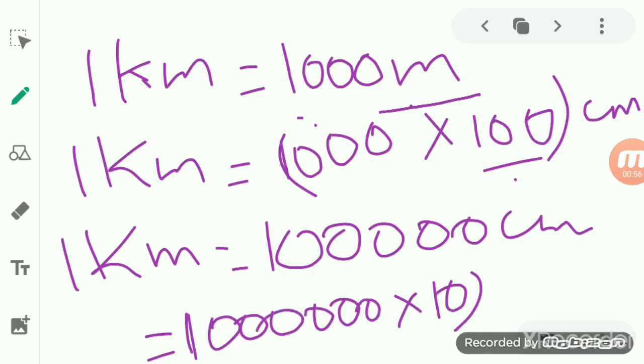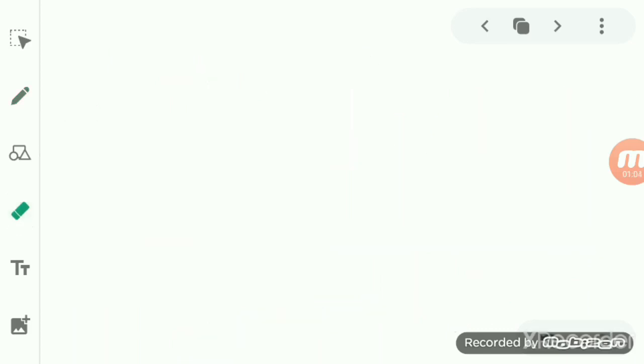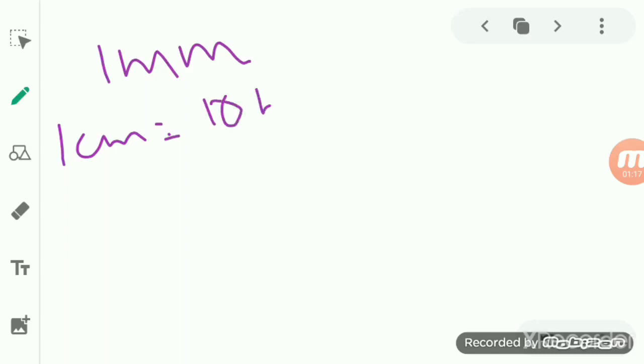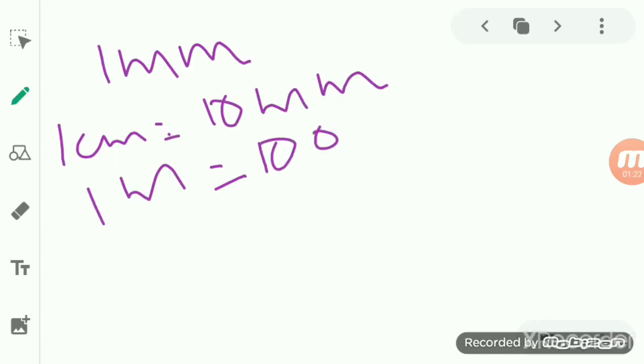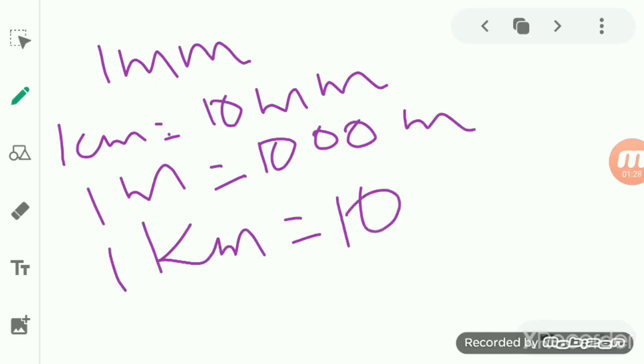Okay, so you can understand that the first one we get is 1 millimeter. So 1 millimeter is there. Then when we convert the centimeter into millimeter, 1 centimeter is equal to 10 millimeter. 1 meter is equal to 1000 millimeter, and 1 kilometer is more than that, that is 10 lakh millimeter.